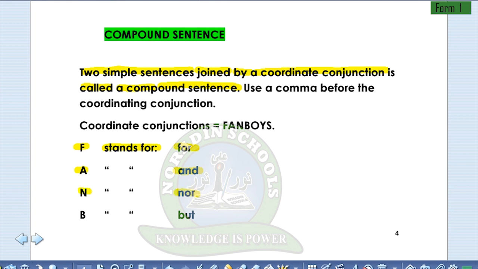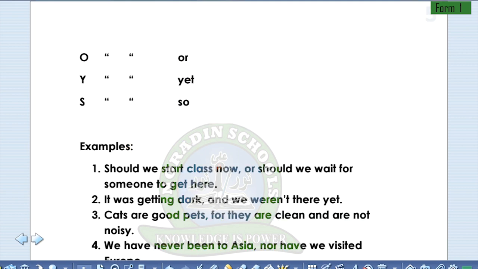N stands for nor. Nor is used for negative and true statements. Usually, it never goes with true statements; it goes with negative statements. B stands for but. The word but is a coordinating conjunction, which means except for. For example, if you say, I ate everything but the fish, that means I ate everything except for the fish. It also has the sense of yet.